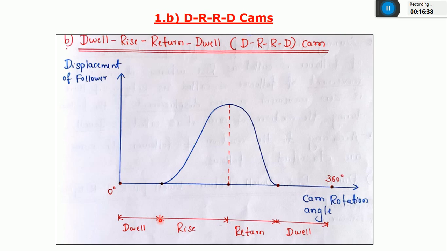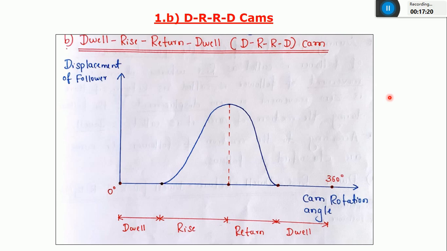You can see the pattern of this curve is again dwell, rise, return, and dwell. If you are observing such a graph from a particular cam and follower, I can call that particular cam a DRRD cam. It means dwell, rise, return, and dwell. So this is the pattern of the follower. The movement of the follower is of this type. So just take the drawing of this one. Otherwise, I'll share these notes in the Google Classroom. You can take them afterwards also.